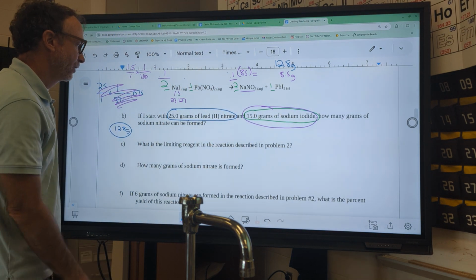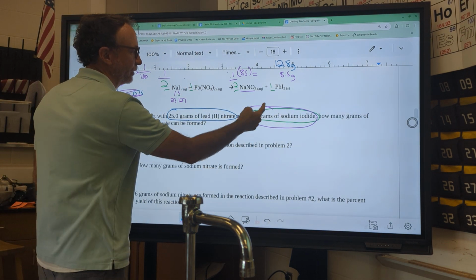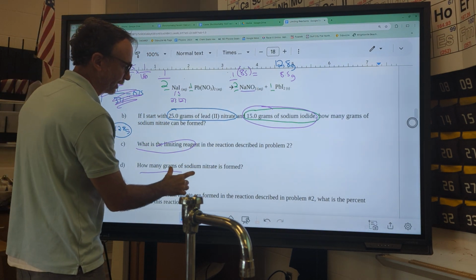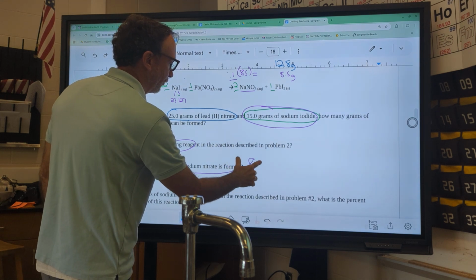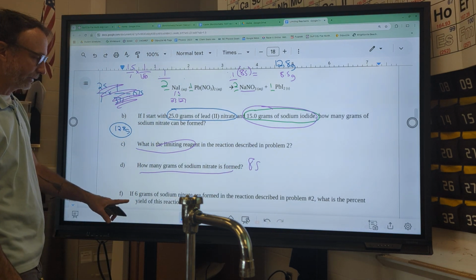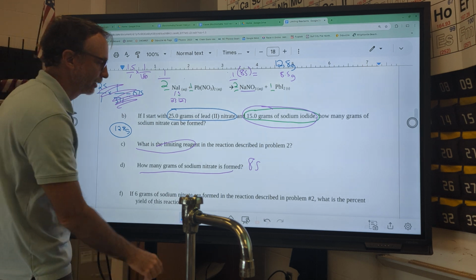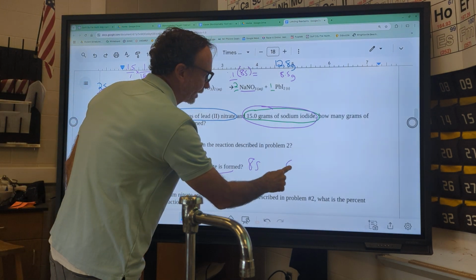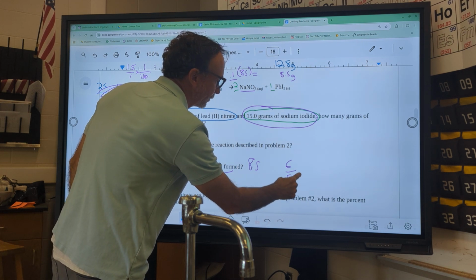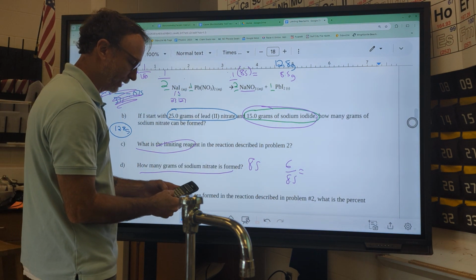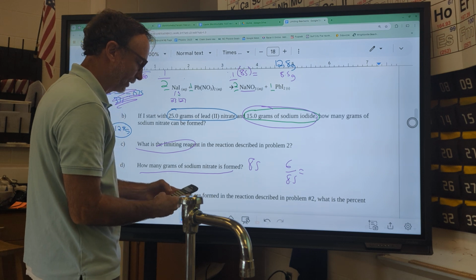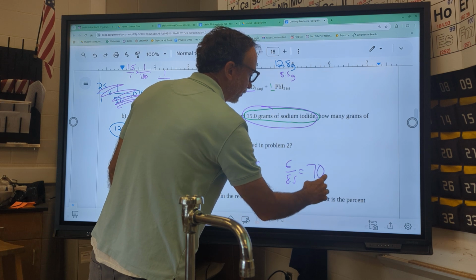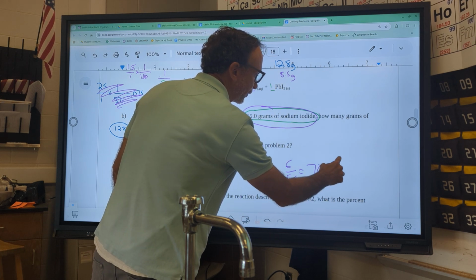What is the limiting reactant? The sodium iodide. How many grams are you going to end up making? 8.5. If you only made 6, then you would say, see, this is the last question. If you only made 6 out of the 8.5, 6 divided by 8.5, then you would have 70.5% yield.